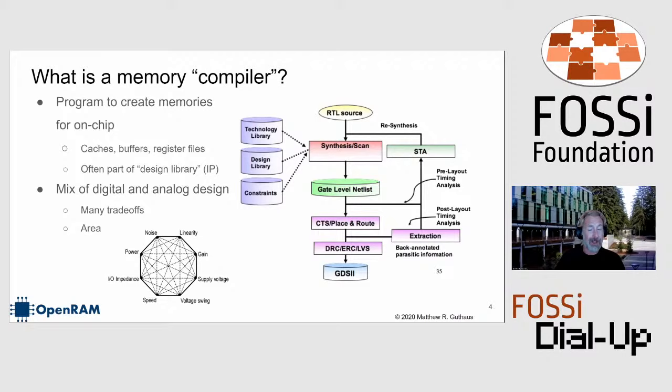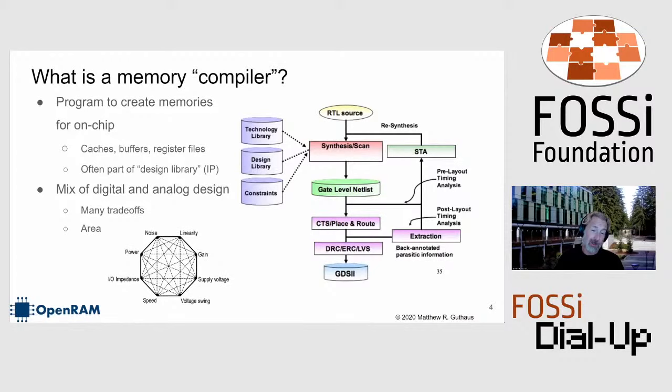Now, why is a memory compiler different than digital design, like this flow on the right? Well, the problem is it's a mix of analog and digital design. It's not purely a digital design, but it's also not extra analog design, like designing amplifiers and filters and things like that.